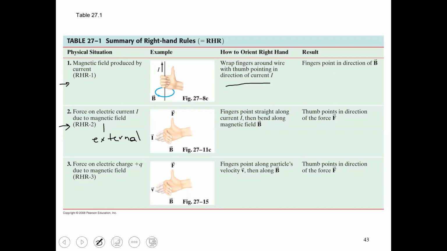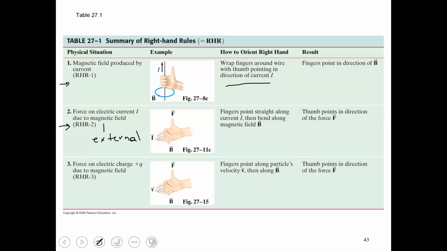So we're going to put our fingers in the direction of our current. We're going to rotate it around so our fingers naturally bend in the direction of B. So that's I cross B, and the resultant vector that's perpendicular to them both is given by our thumb. So whichever way our thumb points. Now, if we're talking positive current, the force is the way our thumb points.